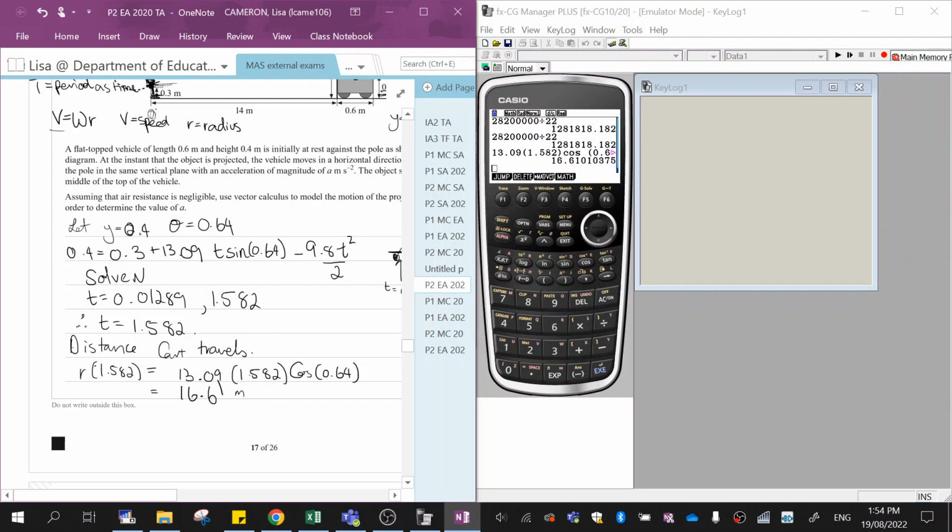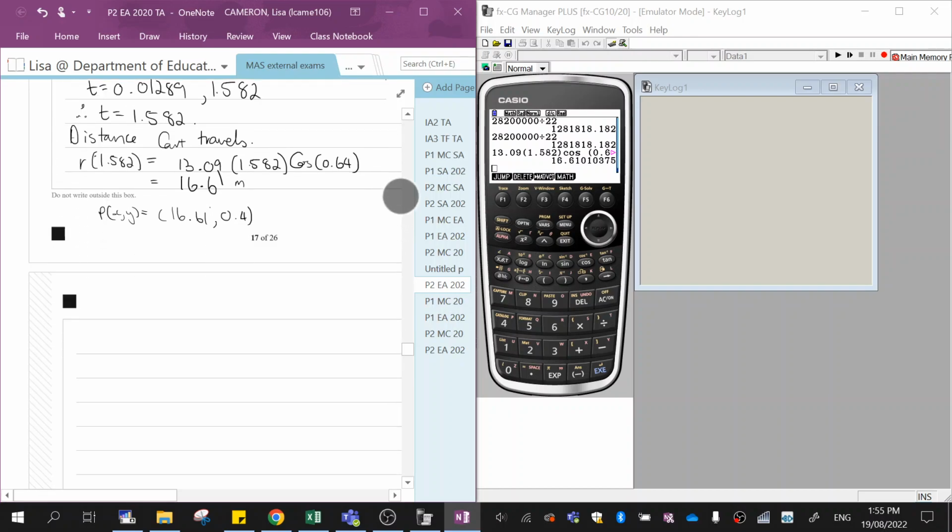So the cart has travelled from here all the way over to here, and when it hits back down, it's at 16.61 metres. Or if I write this as its position vector, it is going to be 16.61 metres when it is touching 0.4, like that. So that's the point that we're using here.